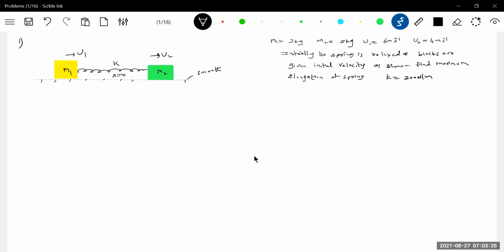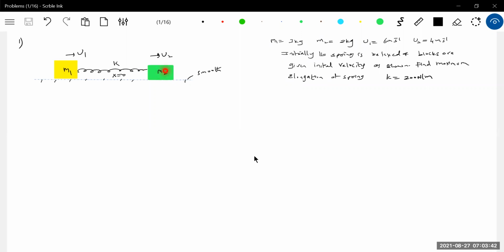So where is that maximum elongation or compression? If you go back to the springs chapter, we have brought this idea: when both the ends of the spring have a common velocity, then it has maximum elongation or compression. First, what actually happens here? How do we decide the maximum elongation?